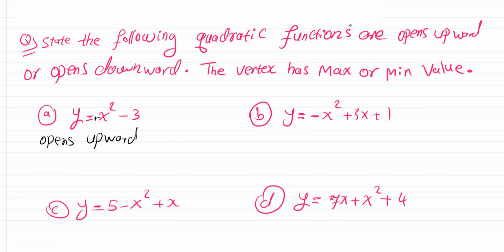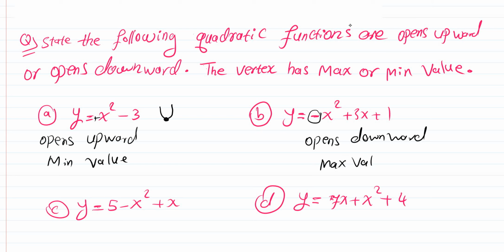All right, and it has a minimum, so remember the U shape, this point is the minimum value. How about this one? As you can see, x squared is negative. Just check that x squared is negative, so this opens downward, and it has a max value. The vertex, the graph is like this. Okay, it has a max value.